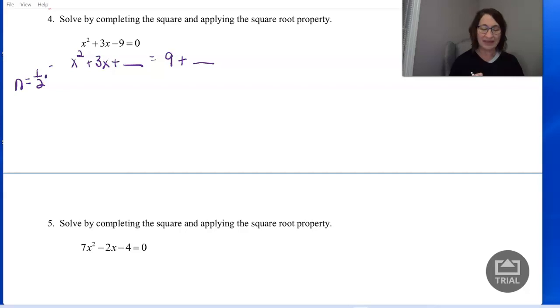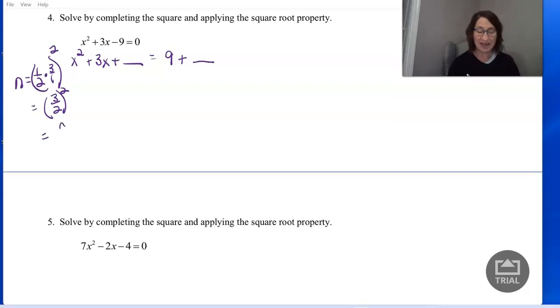It's 1/2 times 3, really 3 over 1, raised to the second power. So that's going to give me 3/2 squared, which is 3 squared is 9, 2 squared is 4. So I've got 9/4 that I add to both sides. Beautiful. So now on the left, I can have this perfect square trinomial that I created by finding that n. So now I can just create a binomial squared.